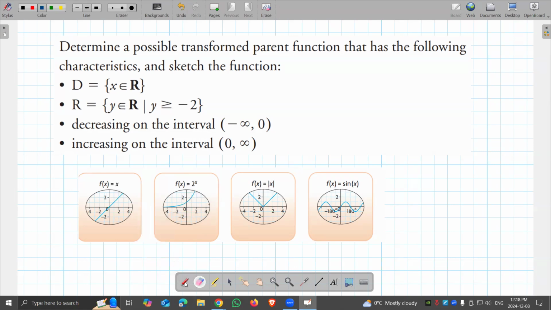So the first condition doesn't really help us. The second one will help us. Range: y is greater than or equal to something. What's the range for the first function? It's y ∈ ℝ, so it can't be this one. 2 to the power of x. Will it ever be inclusive for an exponential function? The minimum value?